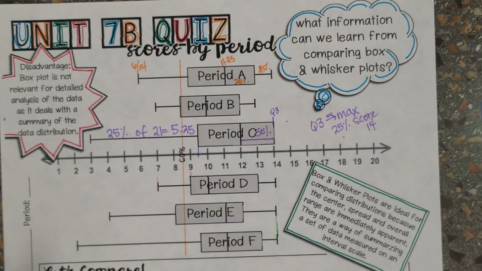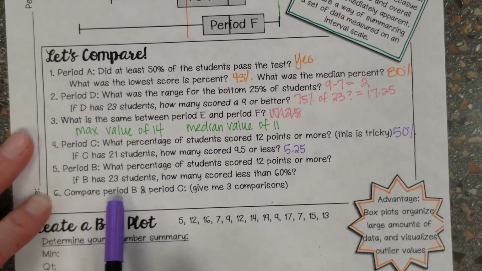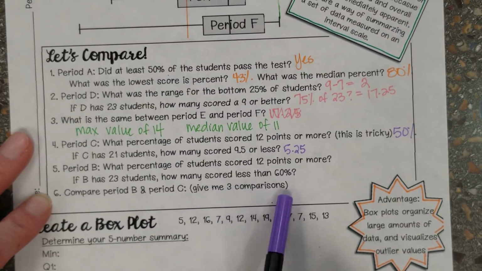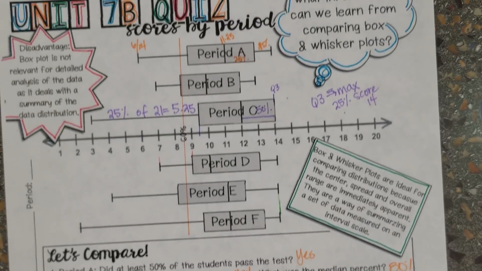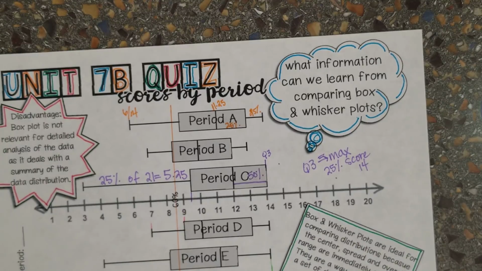Okay, now you guys have questions 5 and 6 on here. Notice how question 6 says compare period B and C. Give me 3 comparisons. Now they don't have to be comparisons meaning they're the same, like we did when we talked about E and F. They can be differences. Like for example, and you cannot put this down as one of yours, you have to come up with 3 separate ones.